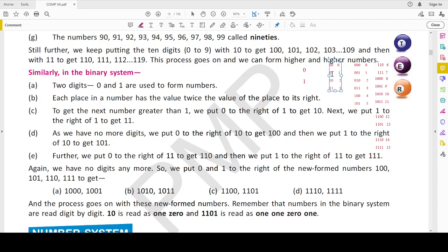So this one is having a value of how much? 2 to the power 0 into 1. 2 to the power 0 means 1. 1 into 1, it is 1. And this one is 2 to the power 1 into 1. Means 2 into 1, it is 2. So this is twice that of this one. This one is equal to 1. This one is equal to 2. Again you see this one in case of 7.